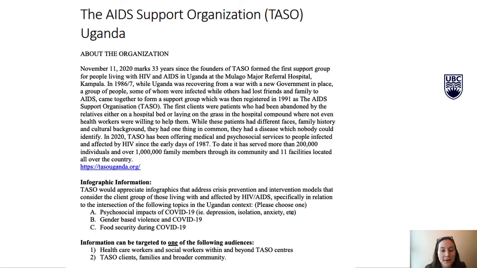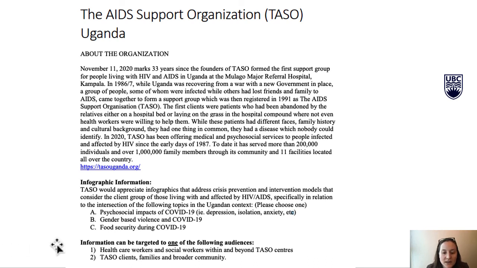The page describes a bit about the AIDS Support Organization of Uganda in this paragraph, and then it describes what is important in the infographic. So TASO would appreciate infographics that address crisis prevention and intervention models that consider the client group of those living with and affected by HIV and AIDS, specifically in relation to the intersections of the following topics in the Ugandan context. So if you chose to work with this organization, you could pick either A, B, or C. A being psychosocial impacts of COVID-19, like depression, isolation, and anxiety, and so on. B, gender-based violence in COVID-19, or C, food security and COVID-19.